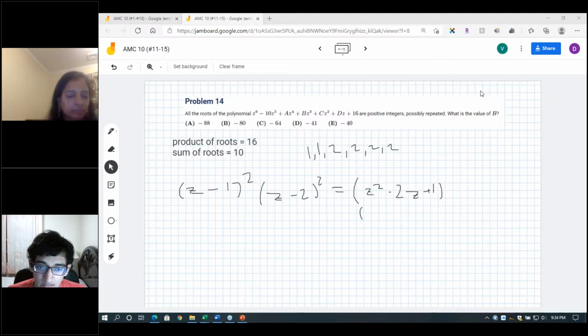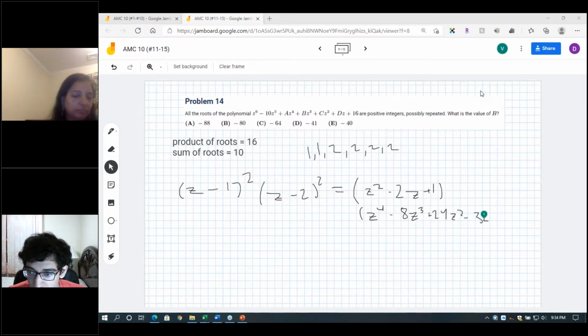We need to expand (z minus 2) to the 4th, which is z to the power of 4 minus 8 times z to the power of 3 plus 24z to the power of 2 minus 32z plus 16. So all we need to do is expand this and find b, but we don't need to expand the entire equation because we don't need to find the entire equation. All we need to find is the coefficient of z cubed.